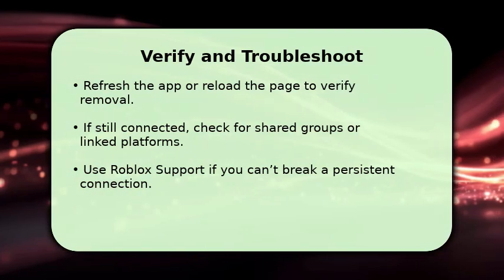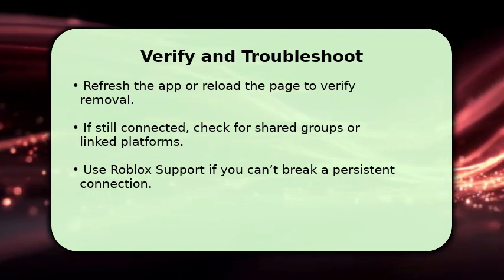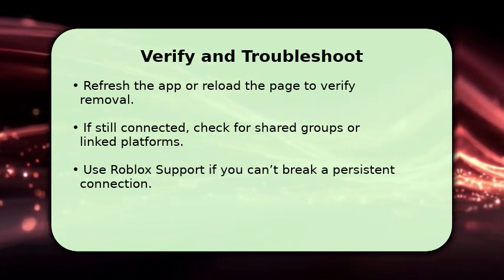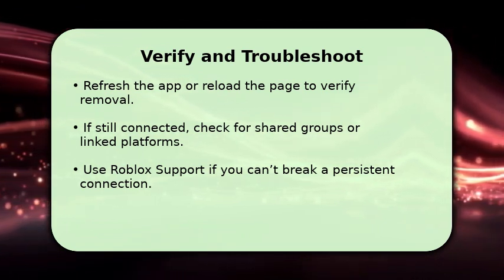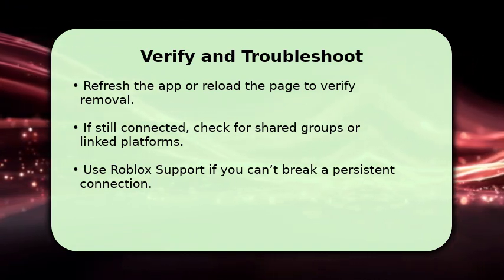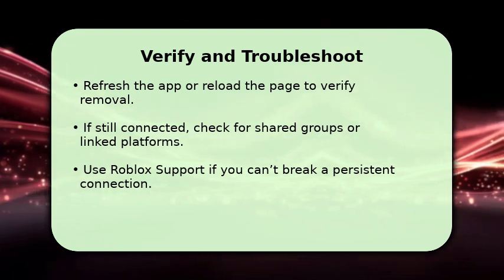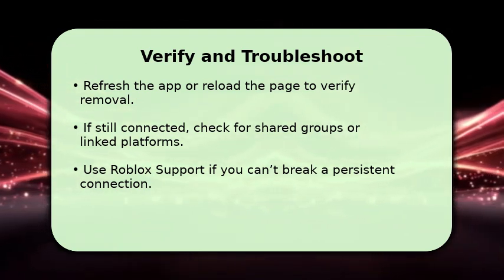After removal, refresh the app or reload the web page to verify the connection no longer appears. This ensures cached data is cleared. If you still see the person, make sure you don't share a group, game pass, or external platform link that recreates a visible connection. If it's persistent or a bug, contact Roblox support and provide the account names and timestamps. They can resolve back-end issues you can't change from your client.